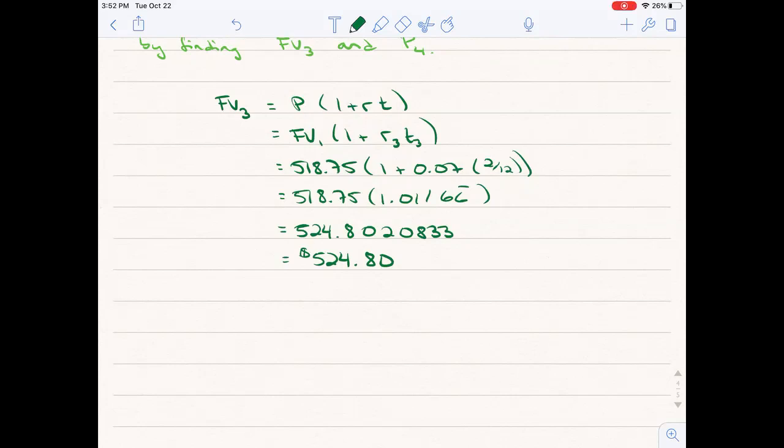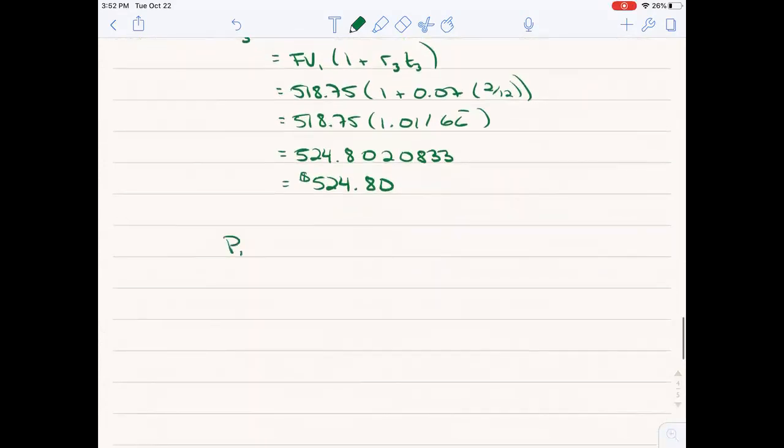All right. So what's that saying? That instead of paying $518.75 5 months from the agreement date, she's going to pay $524.80 3 months from today, depending on how you want to think of those dates.